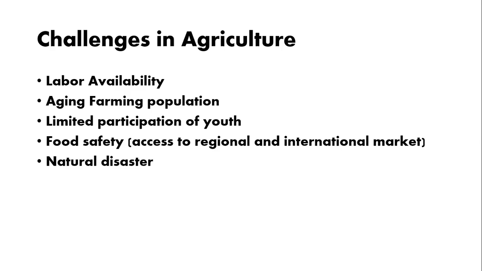The last point is food safety issues. We have food safety, actually, and access to regional and international markets. There are two types of food safety strategies. One is that we produce the amount we need. The other is that we produce what we can, and the balance we have to import. That is how we fulfill food safety.